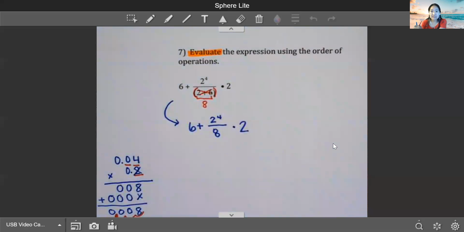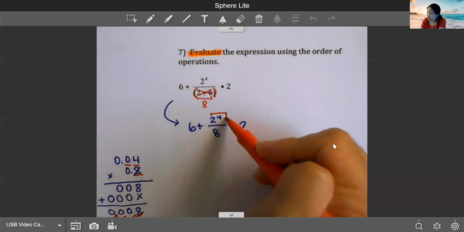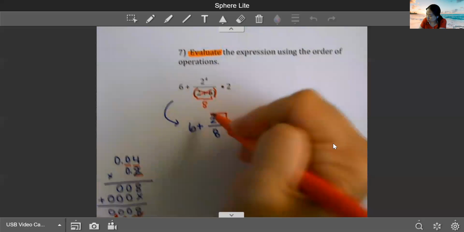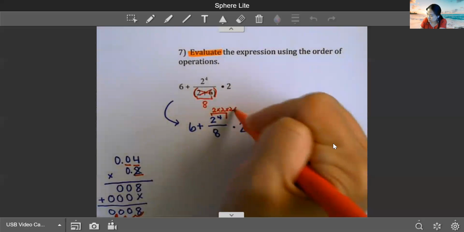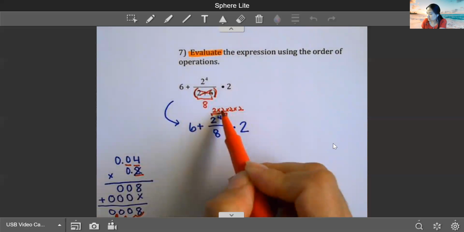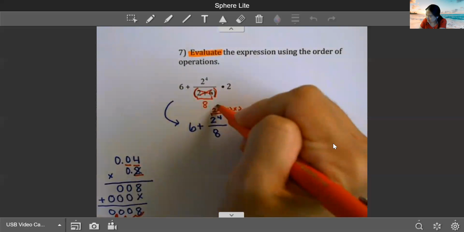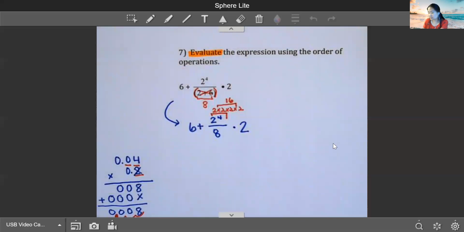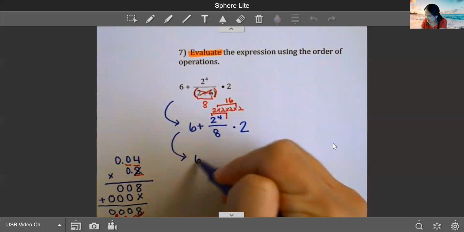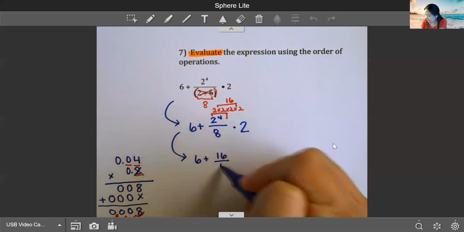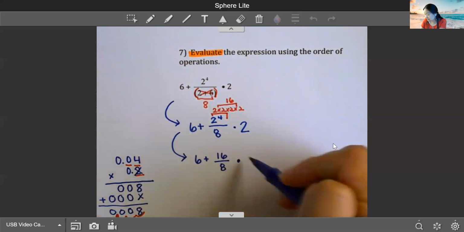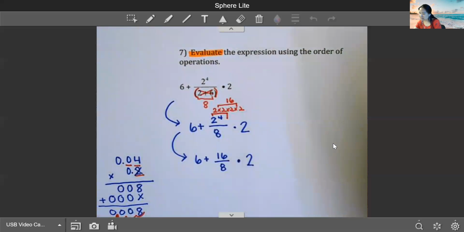Now that I'm out of my parentheses, I still have exponents right here, so I'm going to evaluate that. 2 to the fourth power is 2 times 2 times 2 times 2, which is 4 times 4, so this is 16. Again, I'm going to rewrite the problem: 6 plus 16 over 8 times 2. And just in case we didn't get to go over this, this dot is another symbol for multiplication. I'm sure we already talked about it in class by then.